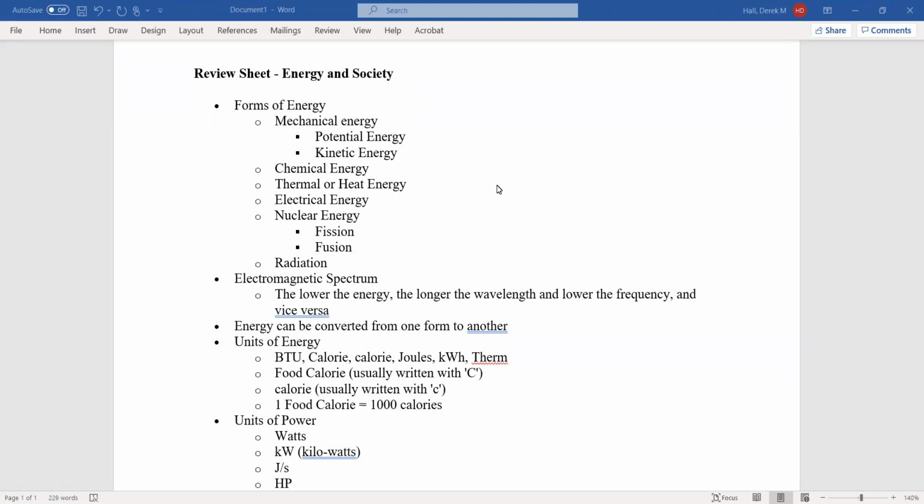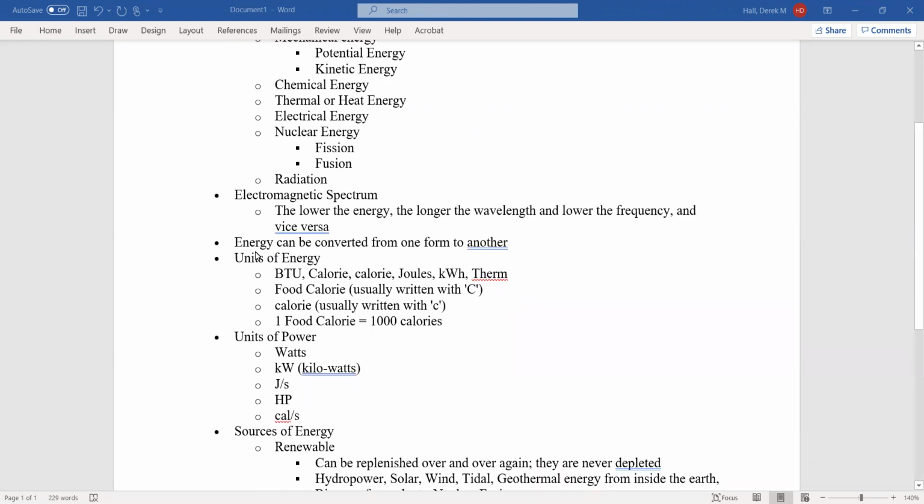Next, it's important to note that the forms of energy can be converted from one to another, right? So we can go from chemical energy to thermal energy and vice versa, depending on the process we're using.